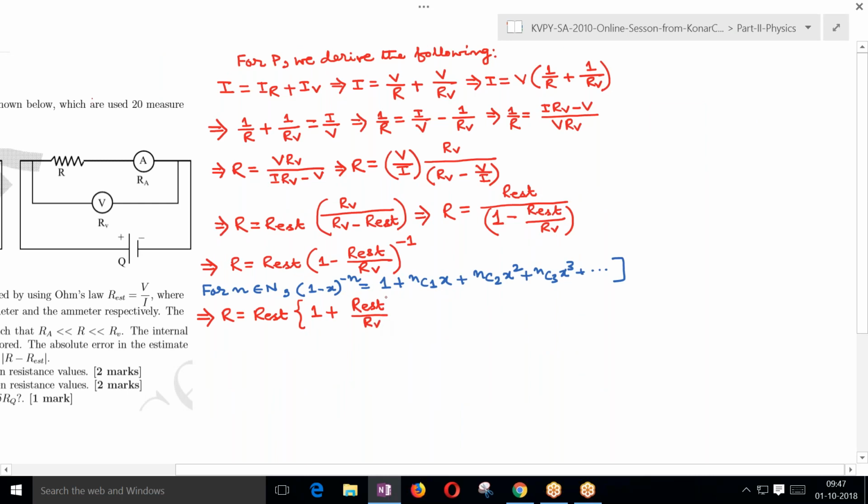I hope all of you are able to get it. In the formula, the value of n is equal to 1 and the value of x is R_EST by R_V. As n is 1, the value of 1C1 is 1, the value of 2C2 is 1, the value of 3C3 is 1, and so on. Then plus R_EST by R_V whole square, and so on up to infinity. Now we should ignore the higher order terms of R_EST by R_V and take only the linear term; the other things we can ignore due to approximation. For that we can write R is approximately equal to R_EST into 1 plus R_EST divided by R_V. Correct?